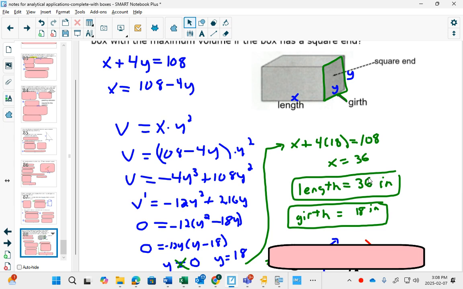Oh no, it isn't a perfect cube. I lied. Made everybody. The length is 36 and the y value is 18.